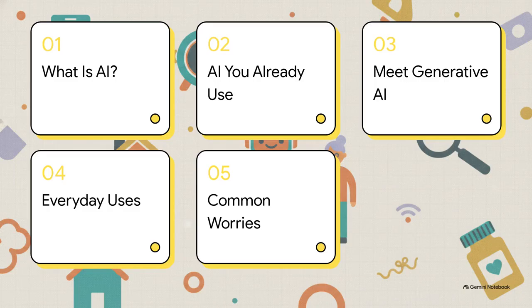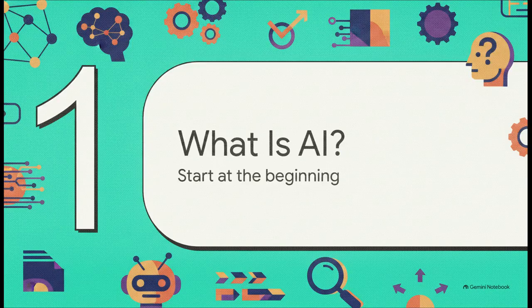So here's our roadmap for today. We'll start with what AI actually is, look at the AI you already use, meet generative AI, cover some everyday uses, and finally tackle those common worries. Section 1. What is artificial intelligence? Let's start right at the beginning.